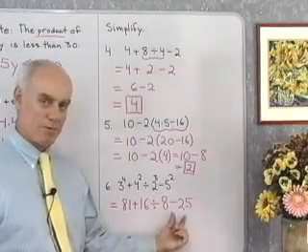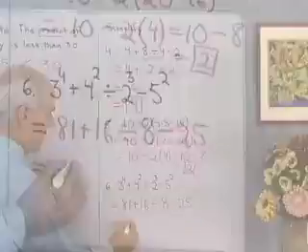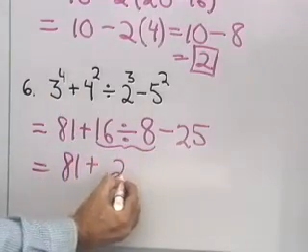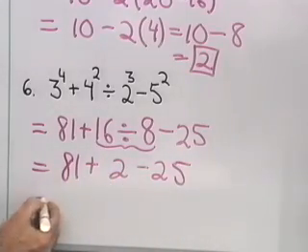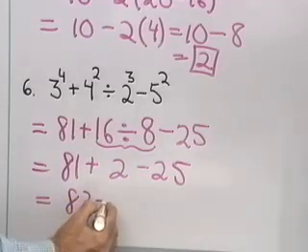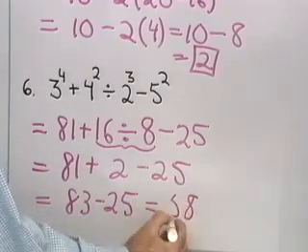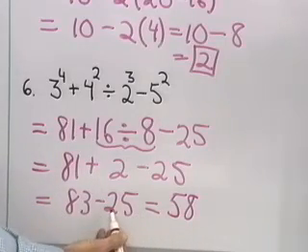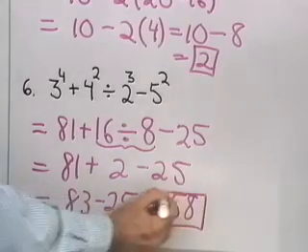So I've gone ahead and simplified each expression with an exponent on it. Now I'm going to apply my rule for order of operation and do division before I do addition and subtraction. So I have 81 plus 16 divided by 8 is 2 minus 25. Now 81 plus 2 is 83, and that's going to be subtract 25. And let's see, that should be 58, is that right? 5 and 8 is 13. 5 and 2 is 7, and 1 is 3. Yes, so 83 subtract 25 is 58.